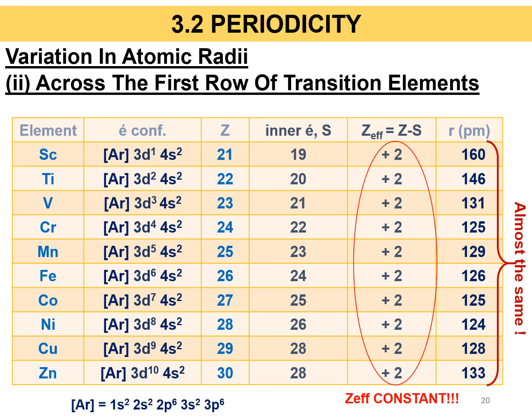Okay, tadi kan Miss ada cakap kan, effective nuclear charge constant dekat first row of transition elements. Alright, so if you tak percaya, you boleh cari dia punya effective nuclear charge by using this formula ZEF equals to proton number tolakkan dengan inner shell.